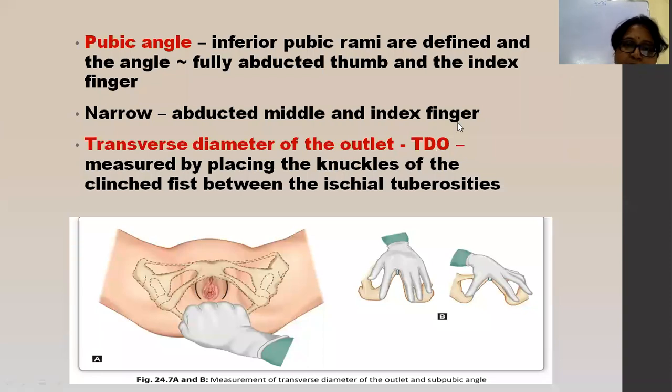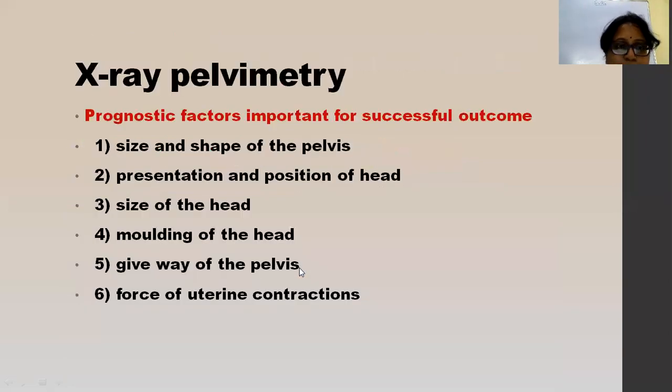How do you measure the transverse? You have to make a fist, and these four knuckles should fit in between the two ischial tuberosities. Normal diameter is measured by placing the knuckles of a clenched fist between the ischial tuberosities. If they fit like this, you can see in this diagram, it will indicate that the transverse diameter of the outlet is also adequate.